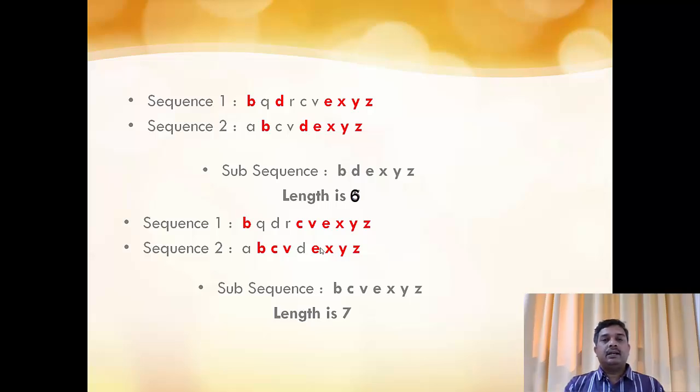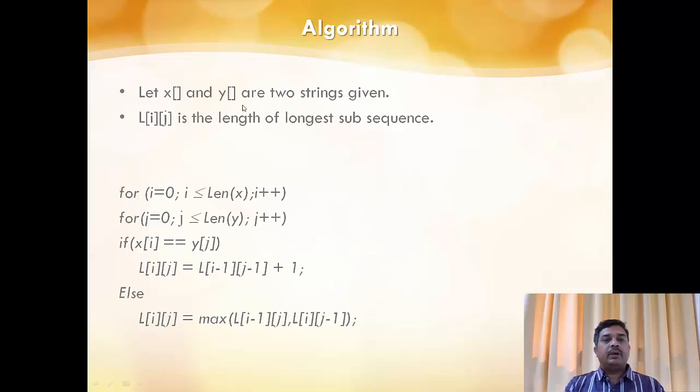Let us see the algorithm. Here X and Y are two strings given and L[i][j] is the length of the longest subsequence. We'll take two loops: for i equal to 0 to length of X, and the next one for j equal to 0 to length of Y. If Xi is equal to Yj, then assign L[i][j] as L[i-1][j-1] plus 1. If they are not the same, we are going to take the maximum of L[i-1][j] and L[i][j-1].